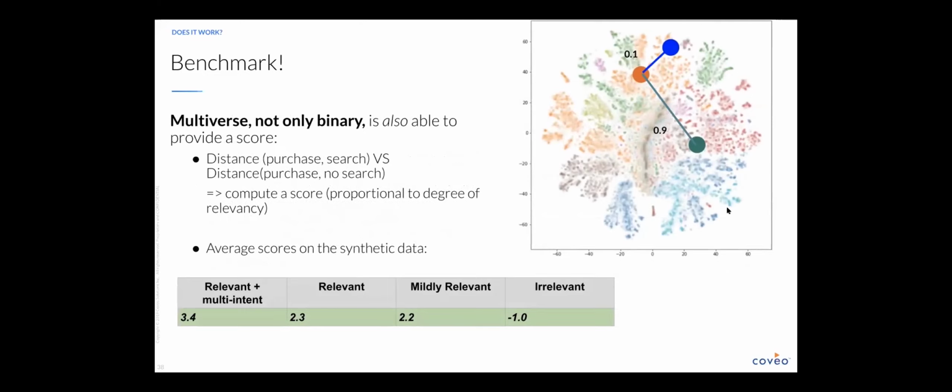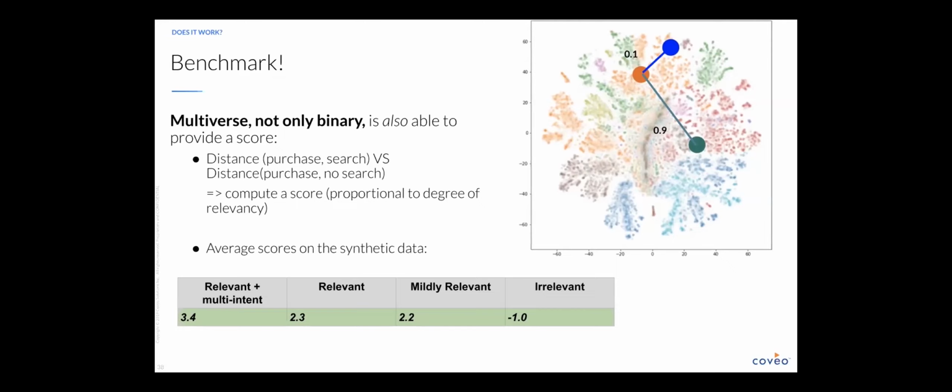Multiverse has an additional property compared to all the other methods, which is that it's not just a binary score, which is what we provide with the attribution table in the benchmark that we just presented, but it's also able to provide you with a score. It means that multiverse is able to put this concept of attribution in degree on solid ground. If you see here, we basically use the cosine distance in the product space between the session with purchase and search versus purchase and no search, and we compute a score.